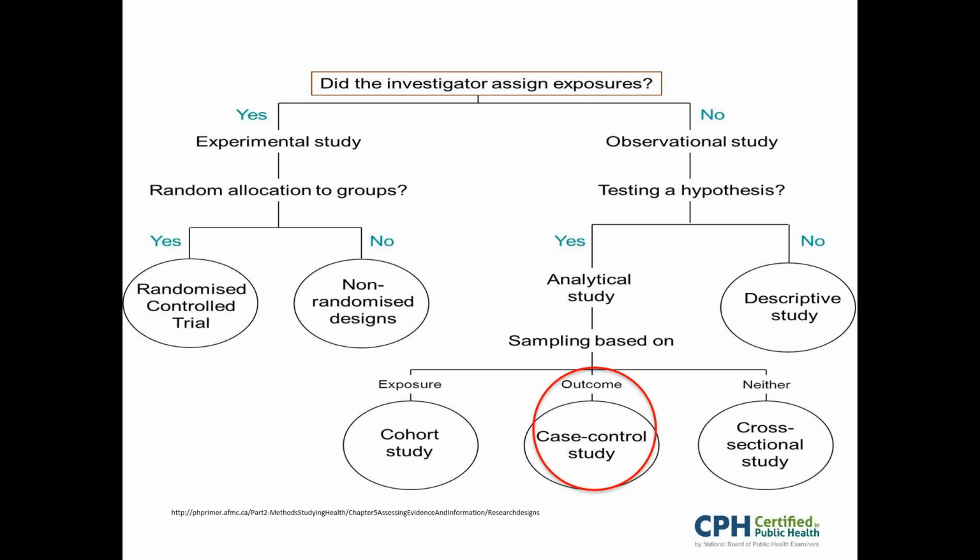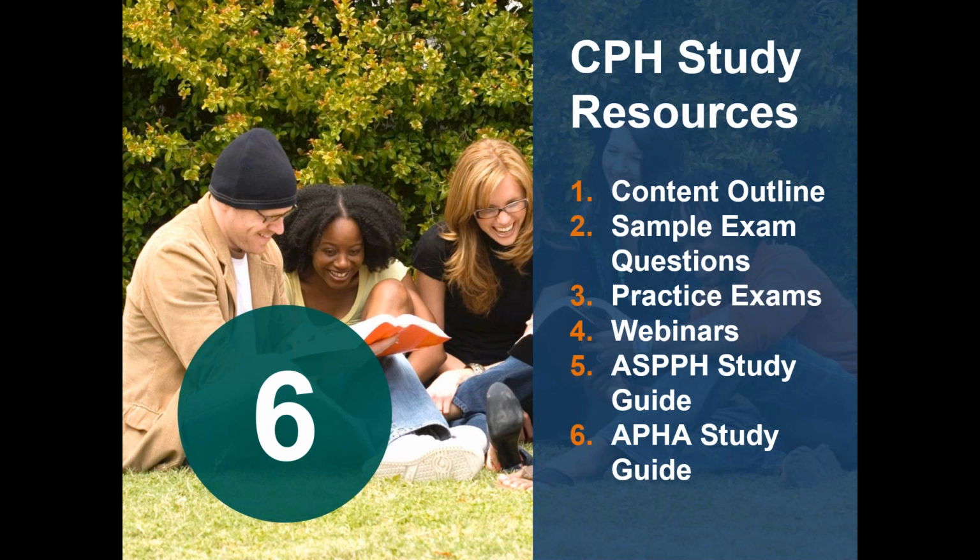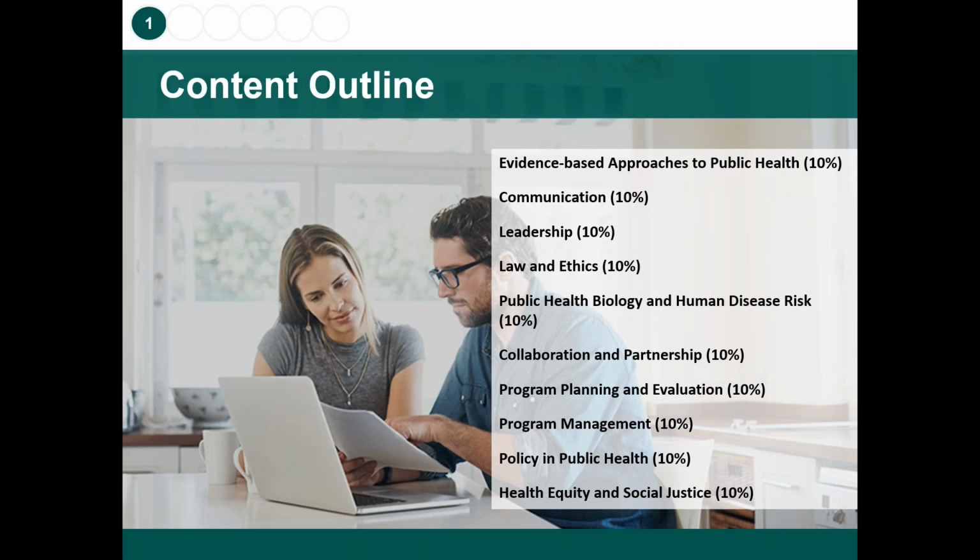Great, okay. It looks like there are no other questions on that. So I will go back up to the study resources and we can go over these one more time. The first resource we have available is that content outline we discussed, and it's available on the NBPHE website. All of this is linked on that website, and that's going to go over the 10 different content areas. And within each of these content areas, there are specific job tasks that outline and define the different things within each of these areas.